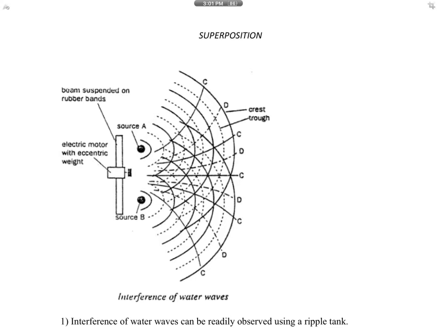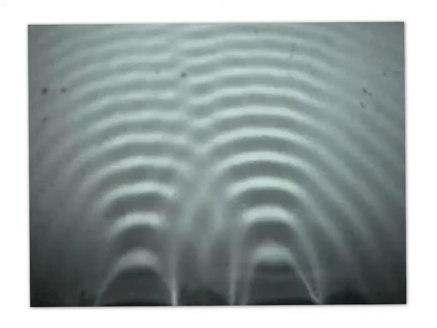So how will it look like in real life? Okay, so what you will see is these are the two dippers, and then they will produce water waves, and where they overlap, where you get constructive interference, you see continuous waves. Then where you see the water is calm, that is destructive. All right, so let's look at how it looks like.